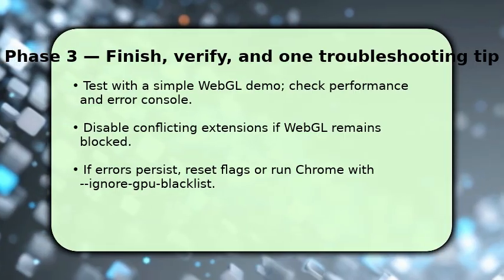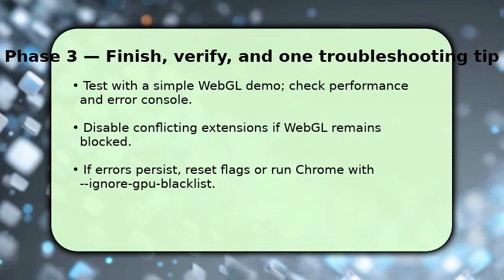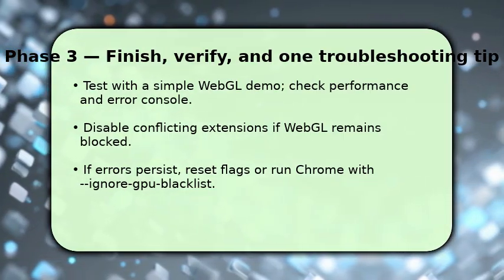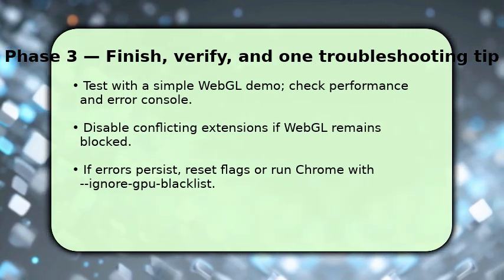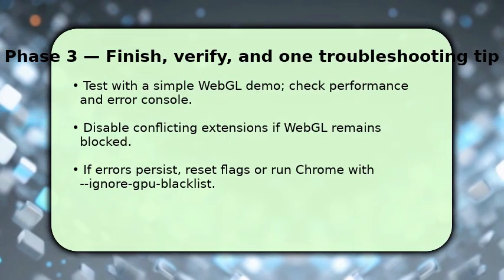Some block GPU features. As a last resort, run Chrome with the command line flag ignore-gpu-blocklist to bypass vendor blocks. Use it only when necessary because it can expose instability. One key troubleshooting tip: check console error strings first. They point to driver or permission problems.